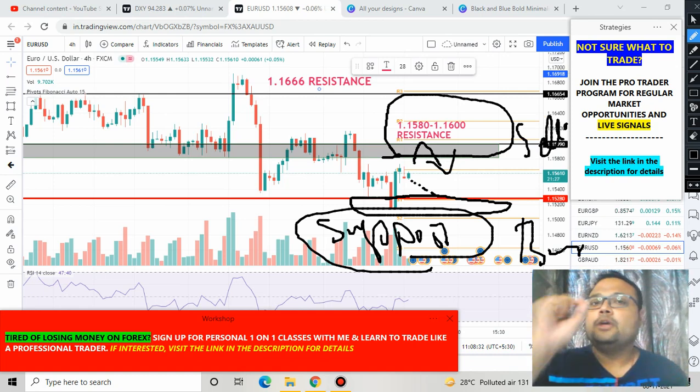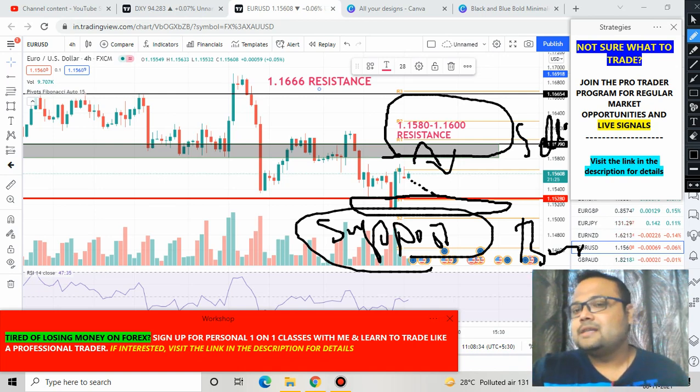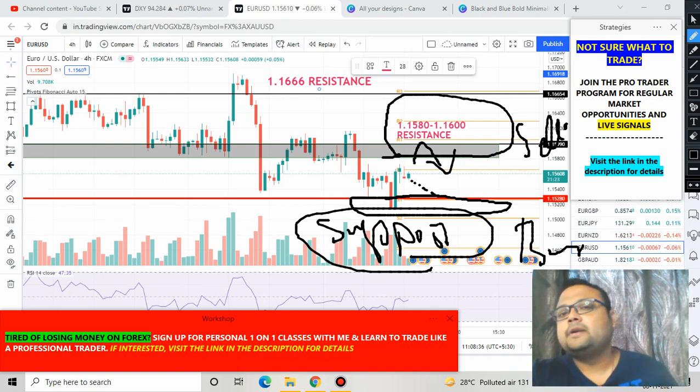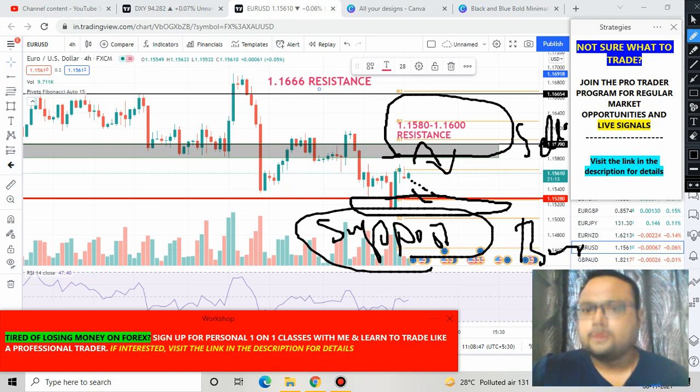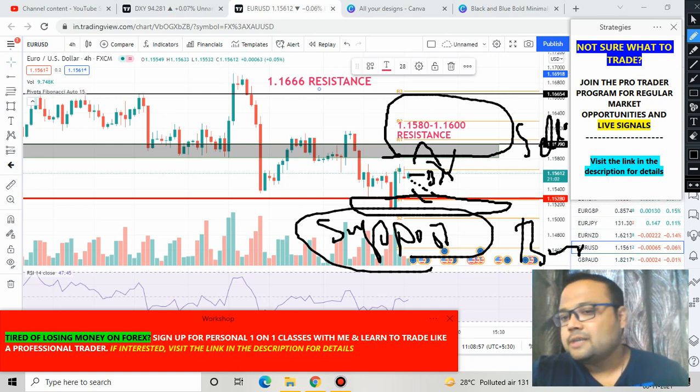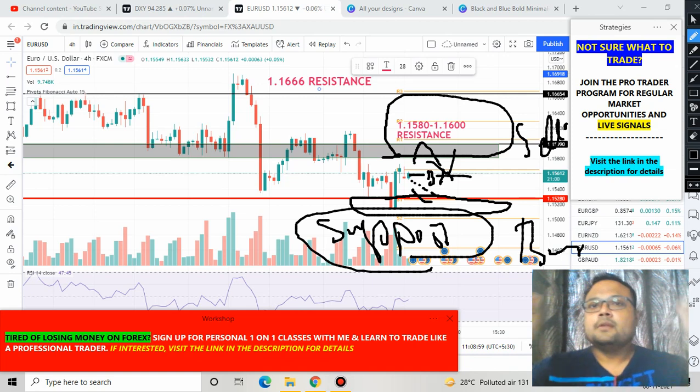We should only trade either at this level or at this level. If the market goes up and reverses from the resistance, we will take a sell order, and if the market comes down and bounces from this level, we will take a buy order as of now. In the middle, if you take any buy or sell position, your risk to reward ratio will not match. So please avoid taking any buy or sell position at this level.